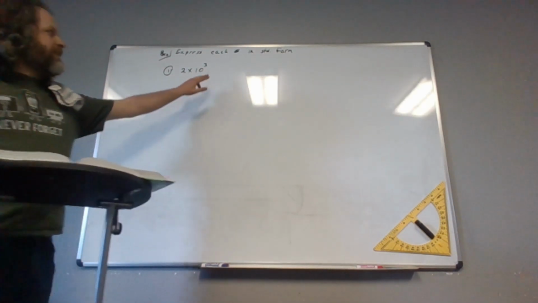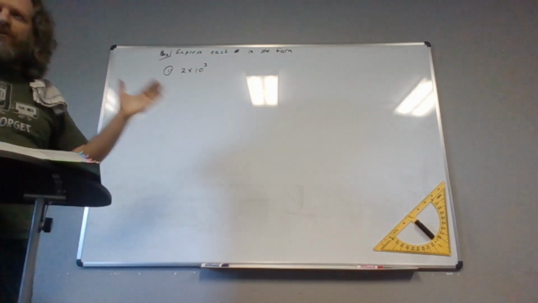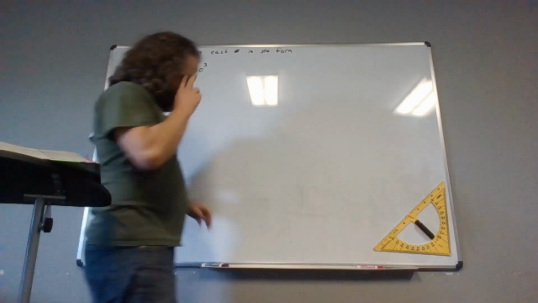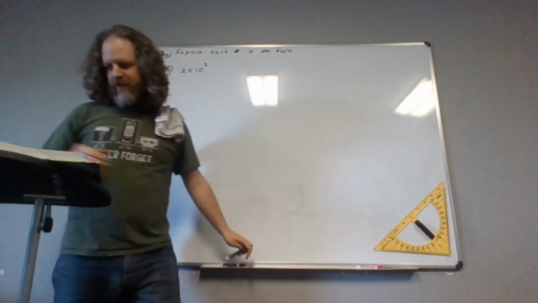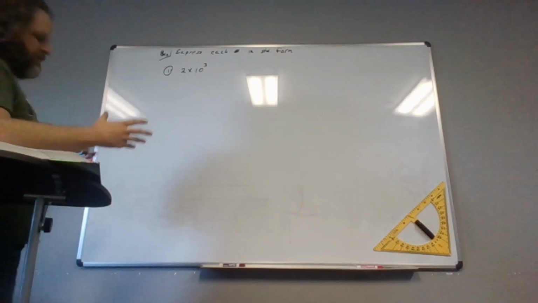Because this is positive, are we expecting a big number or a little number? Big number, right? You'll see in other videos or classes that they say you need to move to the right or to the left. I think it's a lot easier if you think: am I expecting a big number or a little number? Because that tells you what direction you're going to move the decimal point.